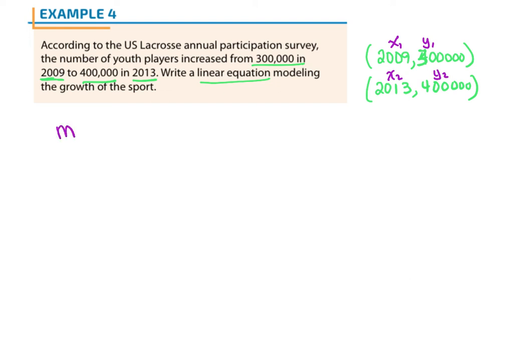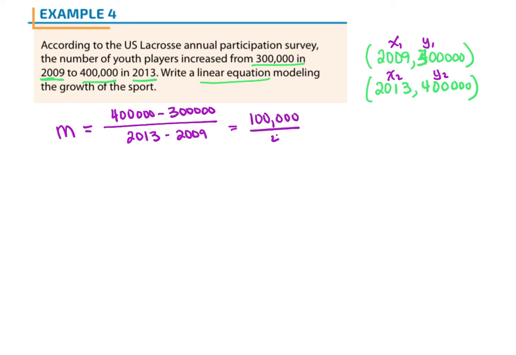So to find my slope, I'm going to say 400,000 minus 300,000. And then I'm going to say 2013 minus 2009. I will get 100,000 over 4, which reduces to 25,000. This means 25,000 players per year join the sport. That is my slope. Sometimes they'll say it that way. They will say this much per year, and that tells you the slope without having to solve for it. And sometimes they'll do it like this with an XY, XY.